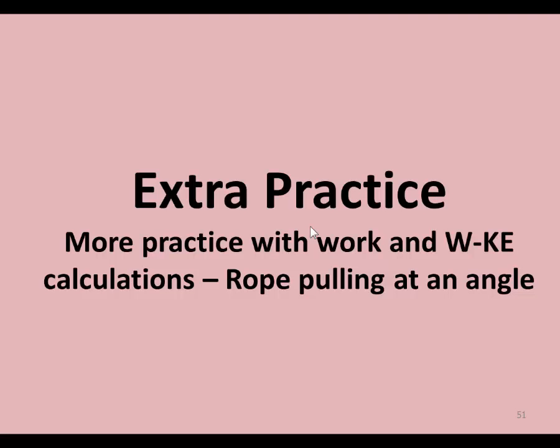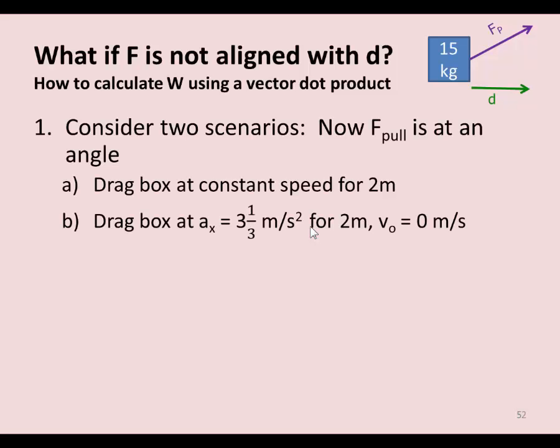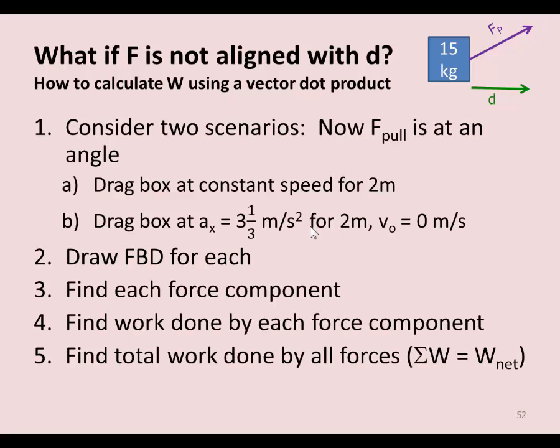I do have an extra practice problem that you can work on for extra credit for homework practice. You can go through two scenarios of dragging a box at a constant speed for 2 meters at 4 meters per second, and then increasing that with an acceleration of 3 1/3 meters per second squared for 2 meters with an initial velocity of 0, and compare the work in each case. If you go through these two problems using this process, I'll give you some extra credit.